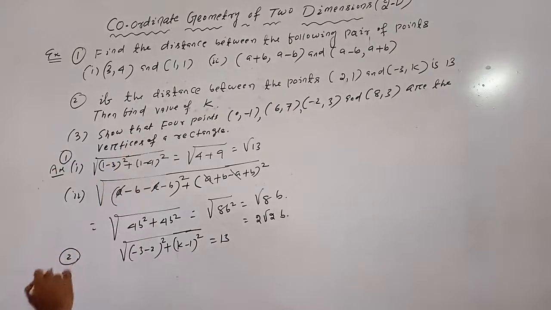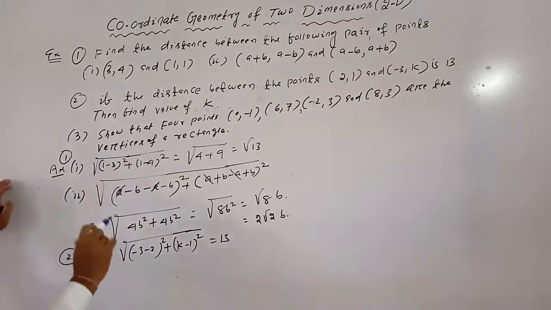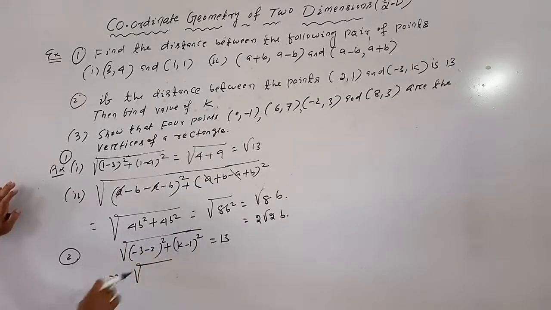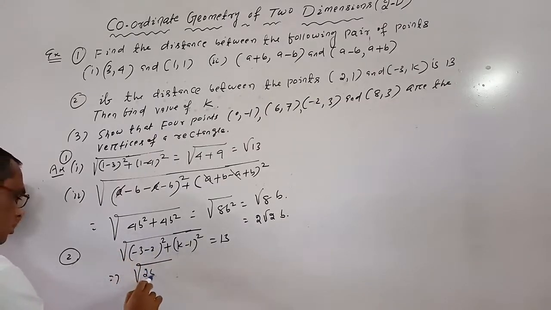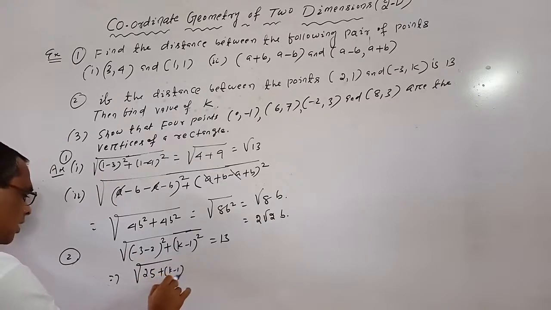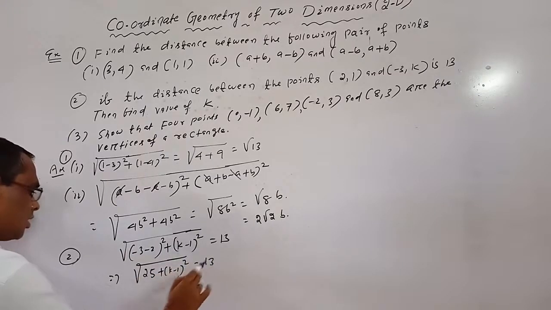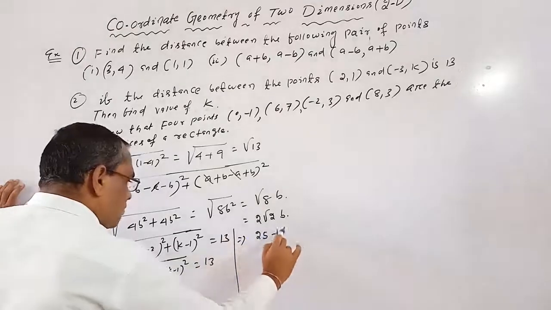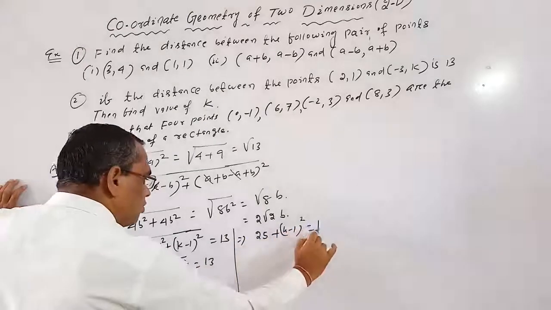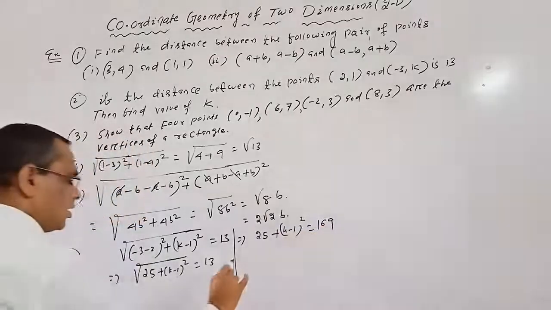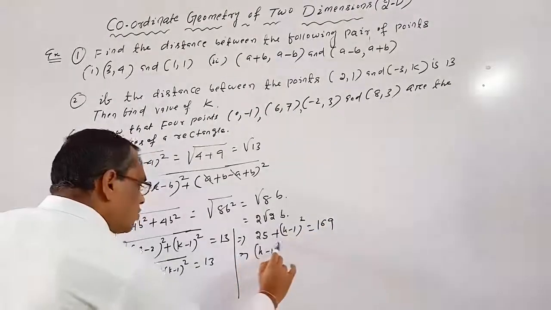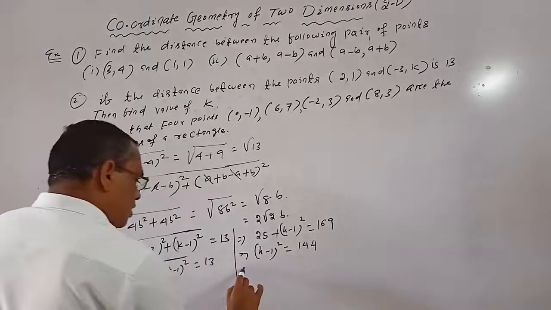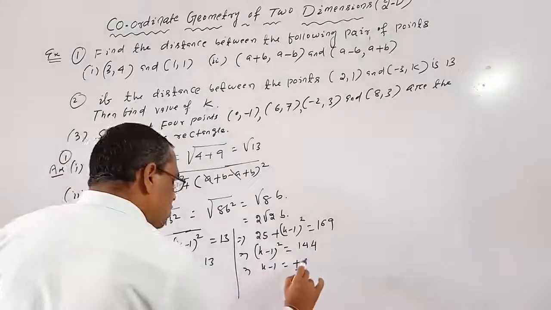Minus 3 minus 2 square plus k minus 1 square equal to 13. That means root of minus 3 minus 2 square, so minus 5 square, 25, plus k minus 1 square equal to 13. Now squaring on both sides, that implies 25 plus k minus 1 square equal to 169. That implies k minus 1 whole square equal to 169 minus 25, so 144, and k minus 1 equal to plus or minus 12.